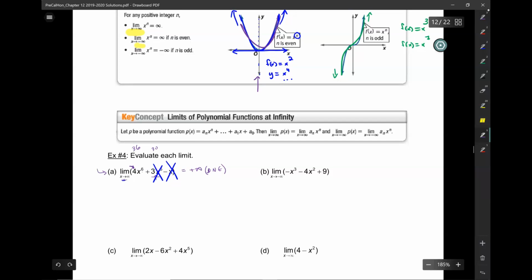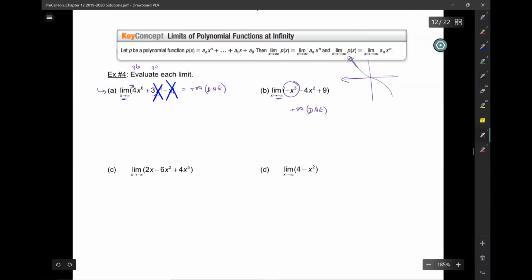All right, let's take a look at the next one. X approaches negative infinity this time. Okay, now what's the term with the highest exponent? This one. All right, so this is an x cubed. That means one end is up, one end is down. It's negative x cubed. If it's negative x cubed, it looks this way, right? So that means as x approaches negative infinity, my y value goes to positive infinity, d(n)e).